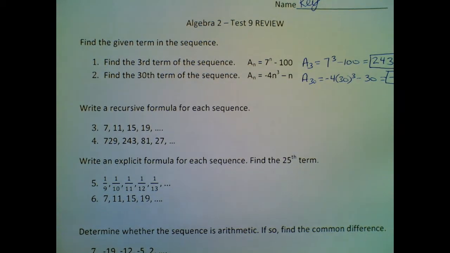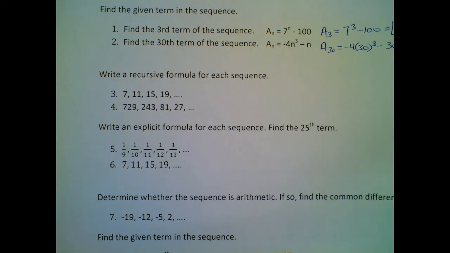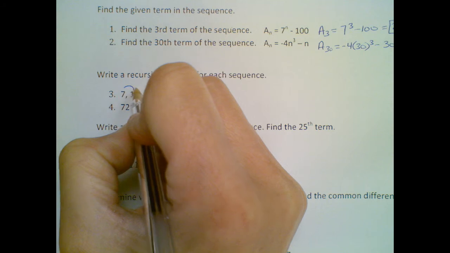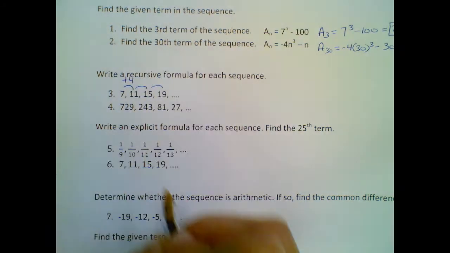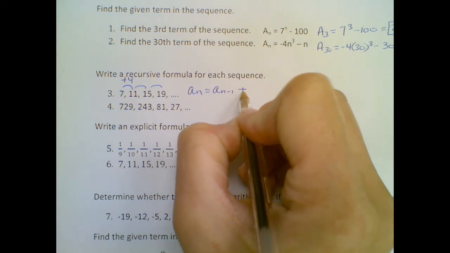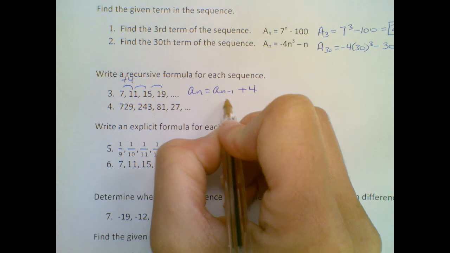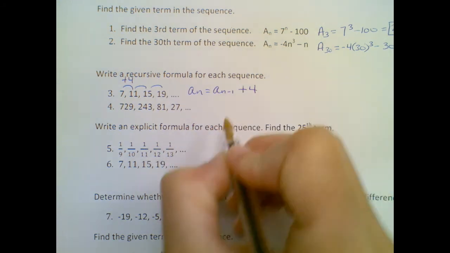Now the next two problems are wanting the recursive formula for each sequence. The recursive, if you can remember, is relating it to the previous term. So we're looking for the pattern this way. Notice that they are adding 4 each time. So we're going to put a sub n equals a sub n minus 1 plus 4. This a sub n minus 1 just means previous term, and we're adding 4 to it.